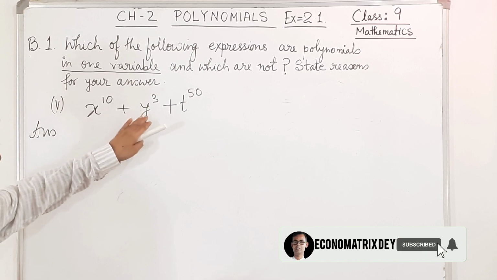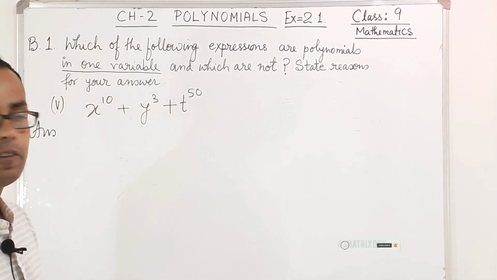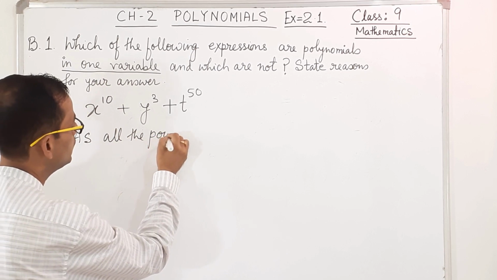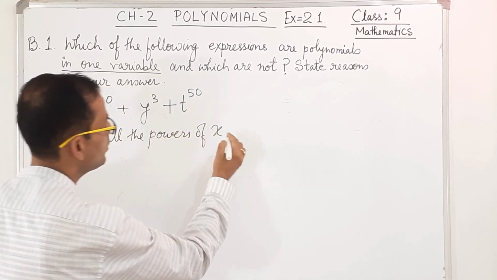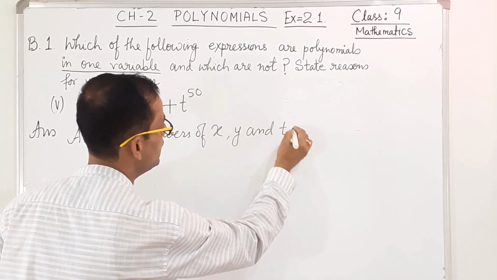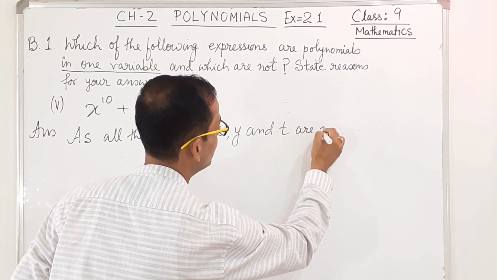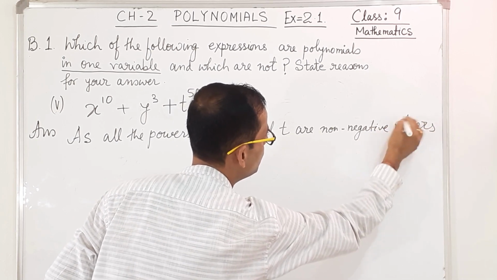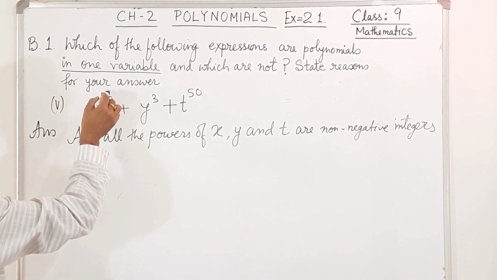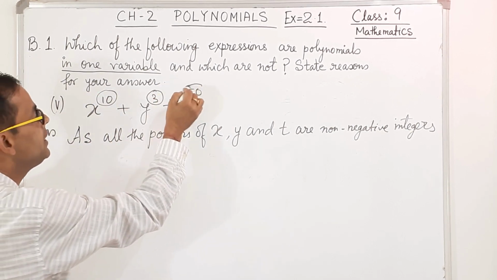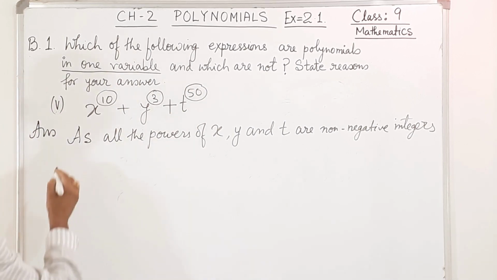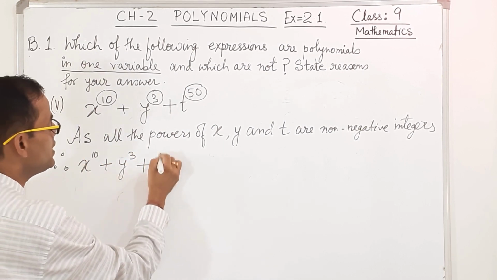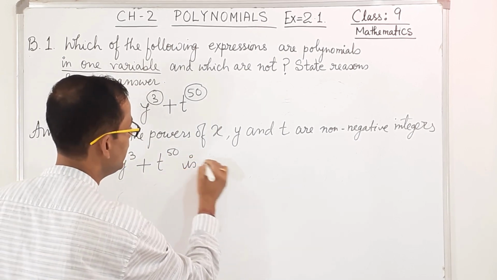X to the power 10, y to the power 3 plus t to the power 50. So, what I will write is, all the powers of x, y and t are non-negative integers. Here you don't need to do any rough work also. Can you see here? X to the power 10, y to the power 3, t to the power 50. So all are non-negative integers. So what I will say, therefore x to the power 10 plus y to the power 3 plus t to the power 50 is a polynomial.